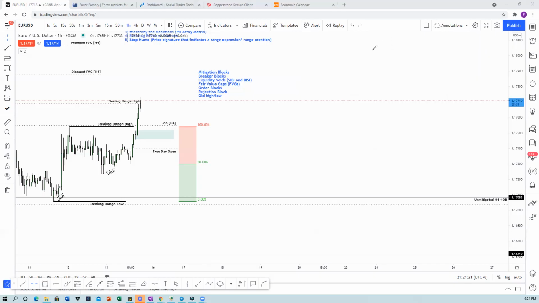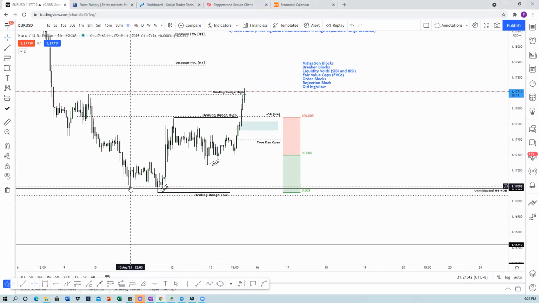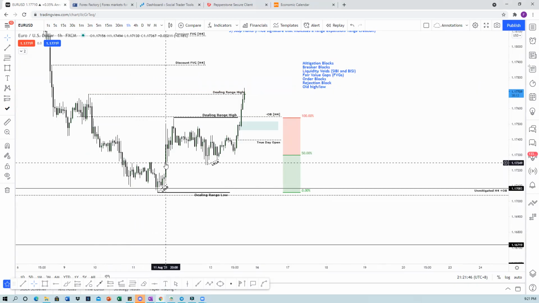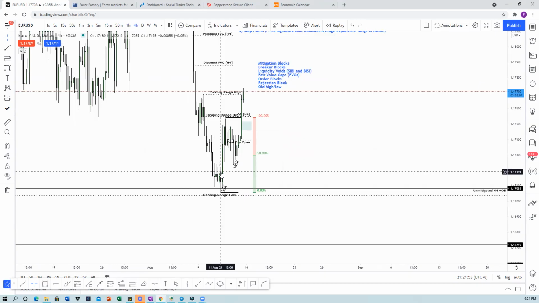Yes, you are right, because breakers are order blocks. Breakers are order blocks, and that's how it is. If you look at this here, from 10 o'clock on the 10th of August to 8 o'clock on the 11th of August, let's go with the 4 hour, it should be an order block. Here you go.